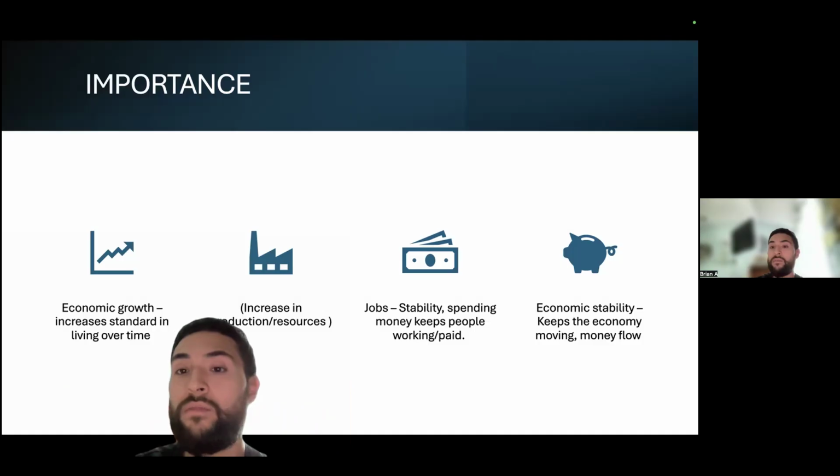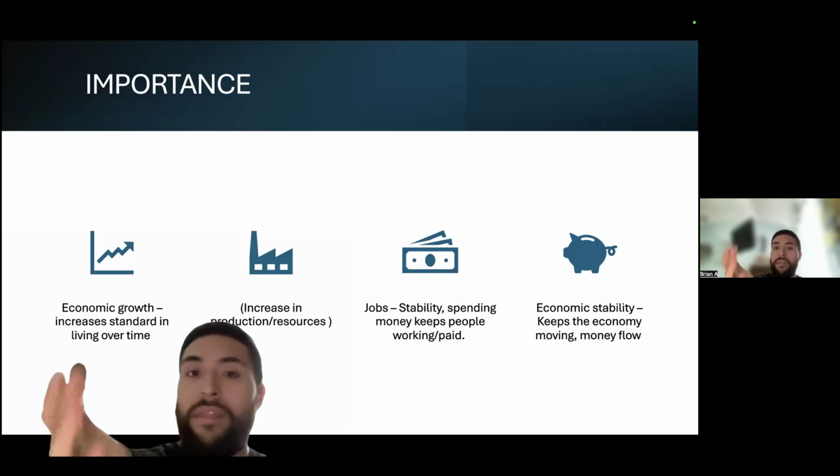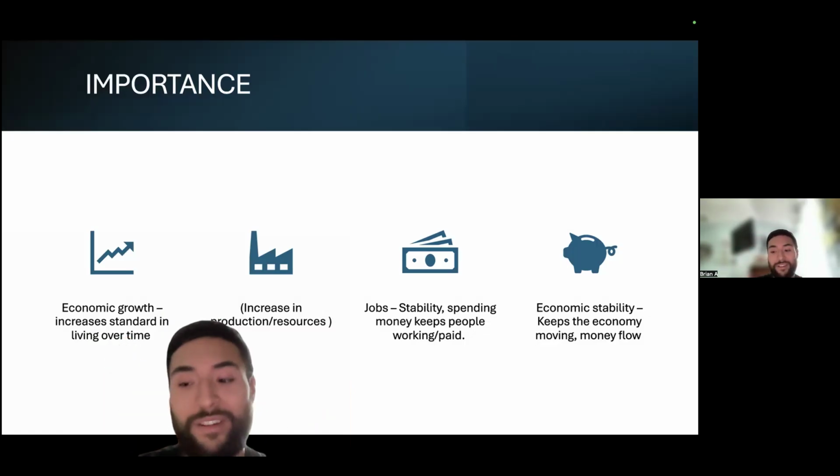And lastly, it promotes economic stability. When you spend money, it keeps the economy moving, so that keeps the money flowing constantly. And that is good. That is very good for us.